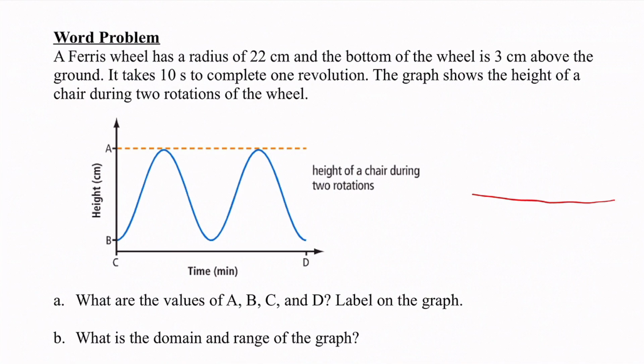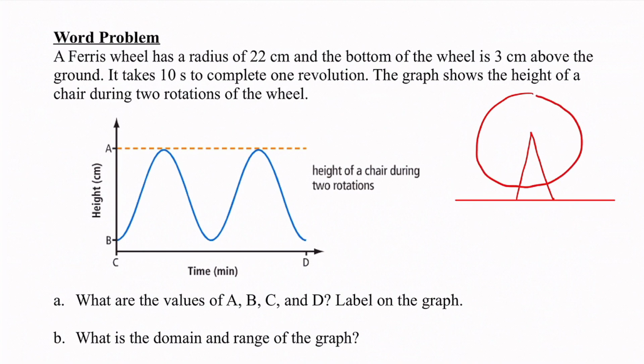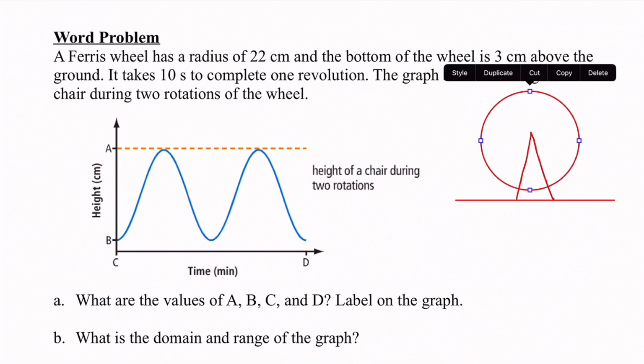So we're going to have the ground. Okay, then we're going to have some structure that is kind of holding it upwards. And then we're going to have our actual kind of Ferris wheel part. So there's our Ferris wheel. And we knew that the radius, remember the radius goes from the center to the outer part. So our radius, if I drew it down like this, that is 22 centimeters. And if it went up, that is also going to be 22 centimeters.